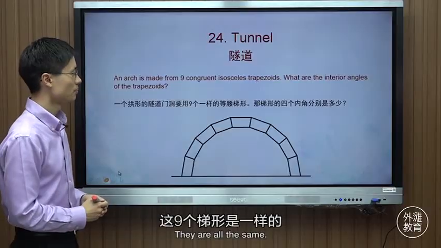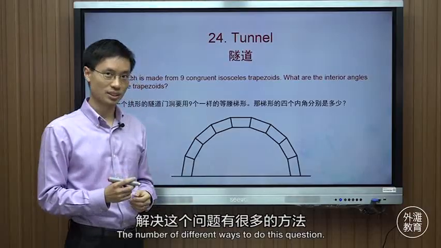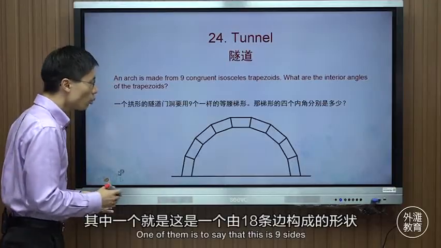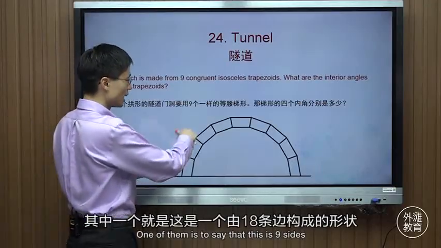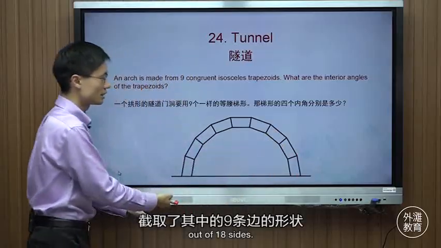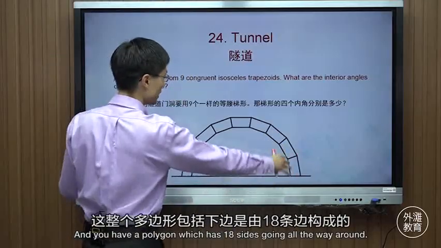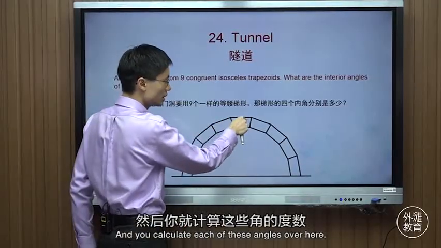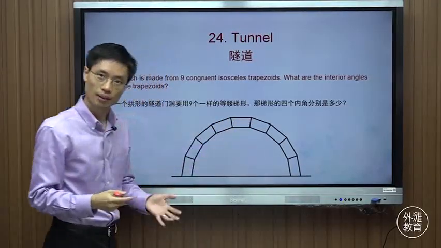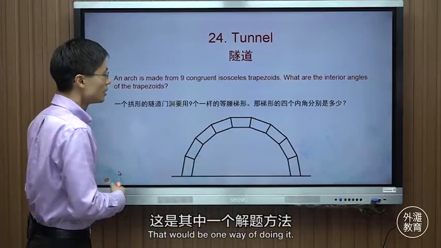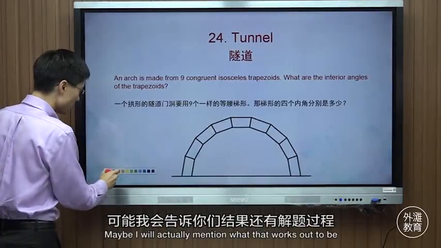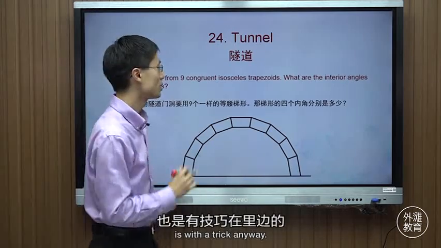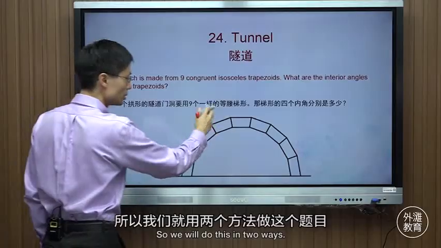They're all the same. There are a number of different ways to do this question, some of which are significantly easier than the others. One of them is to say that this is 9 sides out of 18 sides, and you have a polygon which has 18 sides going all the way around, and you calculate each of these angles over here. That would be one way of doing it. Maybe I will actually mention what that works out to be, because the way that I would do it is with a trick anyway. So we'll do this in 2 ways.